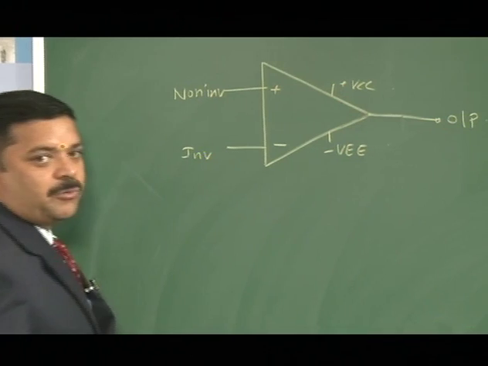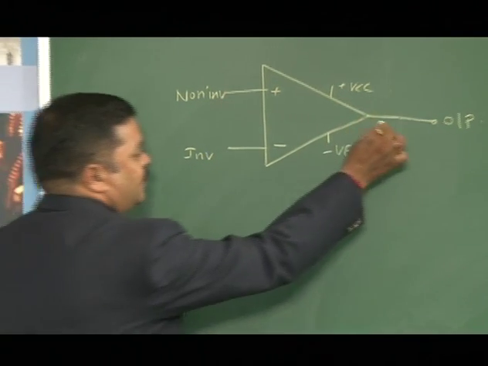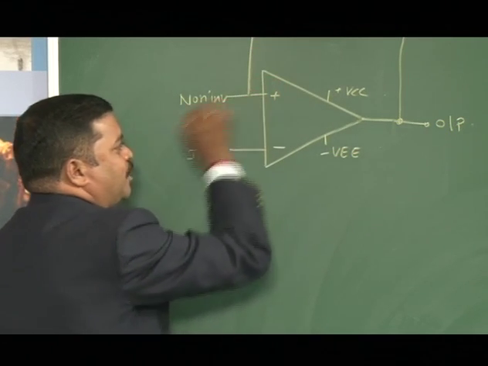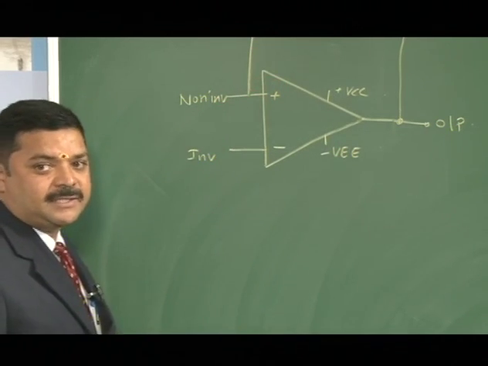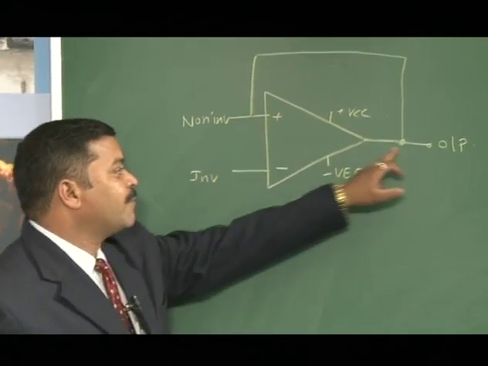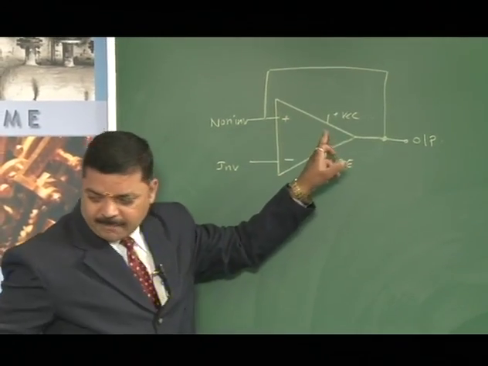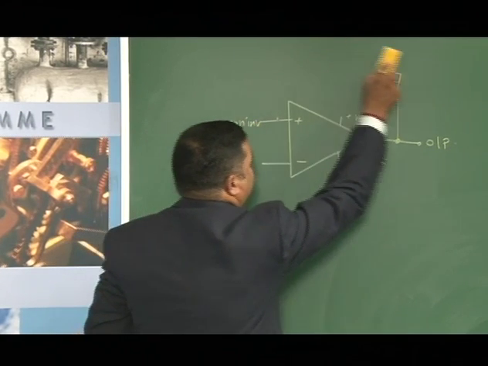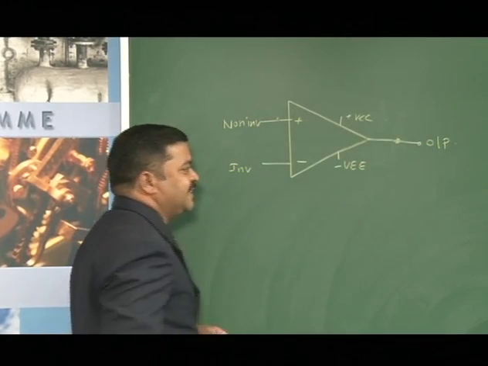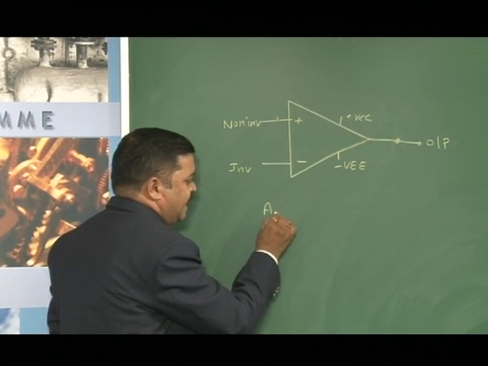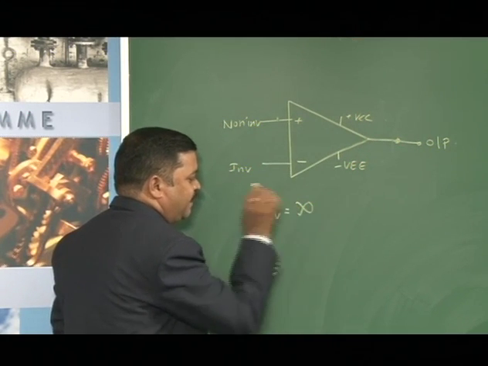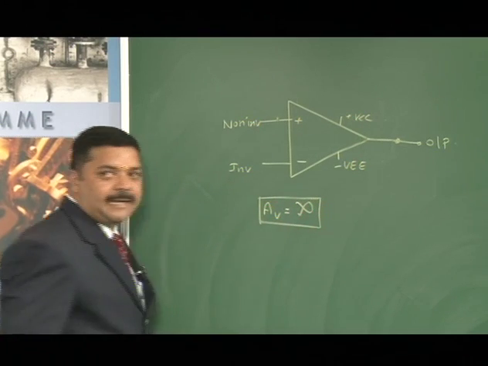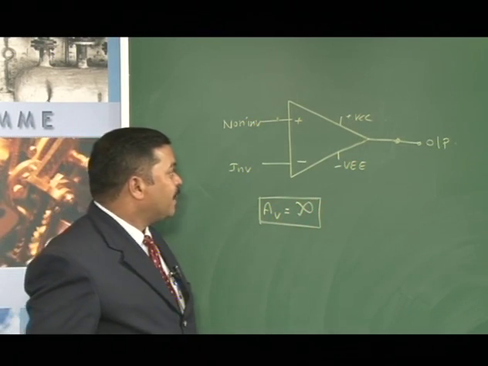What is open loop voltage gain? Suppose some portion of the output is fed back to the input, which means there is feedback. There is a closed loop formed between input and output. If there is no such looping, then we say that it is open loop. Under open loop conditions, the voltage gain AV is found to be infinity for an ideal op-amp. This is a very important characteristic of an ideal op-amp.